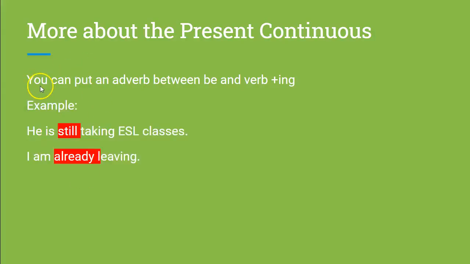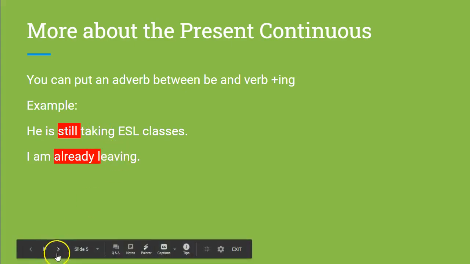So what about using adverbs? So yes, we can use adverbs with the present continuous, and the place where we put them in the sentence is between the be verb and the ing verb. For example, he is still taking ESL classes. So here it is between the be verb and the ing verb. I am already leaving.